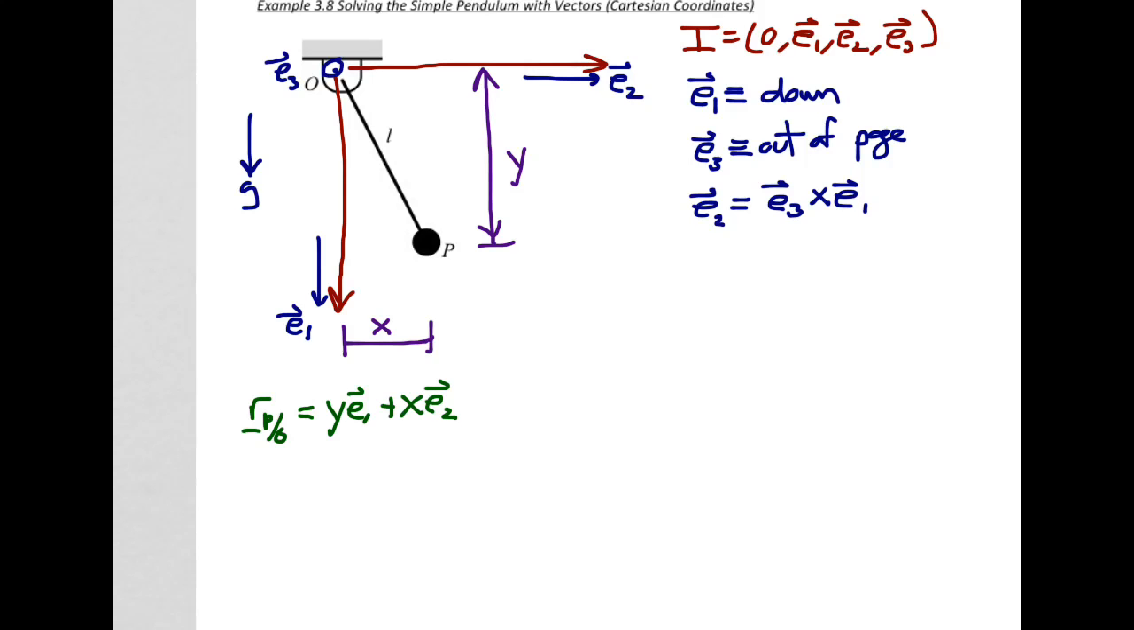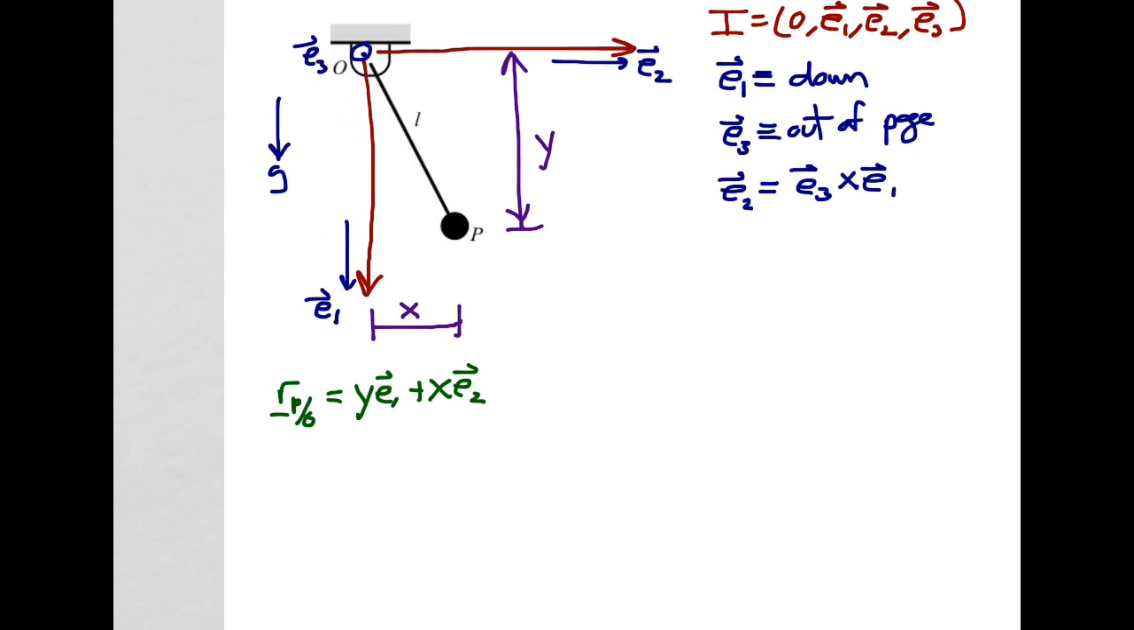We need to find our acceleration in the inertial reference frame, so we're going to take the derivative twice in the inertial reference frame. So v of p with respect to O is equal to, we'll write this all the way out, d dt in the inertial reference frame of r p with respect to O. And so our basis vectors are already in this reference frame, so this ends up being easy. y dot in the E1 direction plus x dot in the E2 direction.